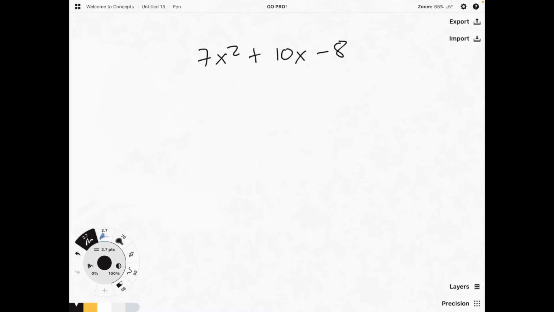Step 1, we're going to look to see if we have any common factors between any of these items, and the answer is no. Skip step 1 and move to step 2. Step 2, identify your factors of the first and the last term. So we have 7, 1, and 7, and that's it. We have 8, which is 2, 4, 8, 1. Step number 3 is identifying the sign in front of the middle and the last term. So we have that negative. Positive times a negative is going to yield a negative.